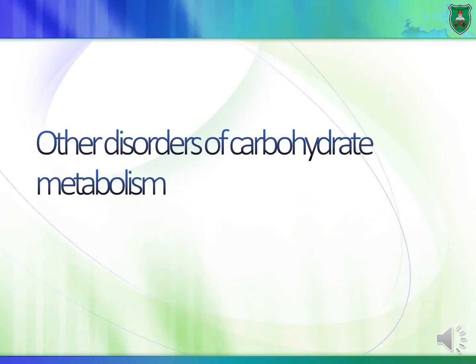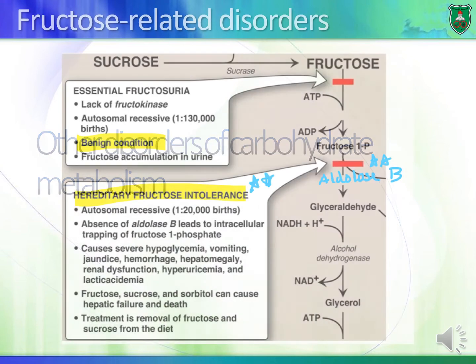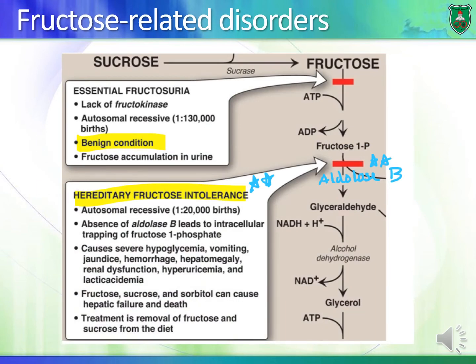Now, let's talk about disorders of carbohydrate metabolism. What I'm trying to do here is I picked the disorders that are either important or ones that are not covered in other courses. So there are disorders related to metabolism of fructose. The first one is essential fructosuria, and the other is hereditary fructose intolerance. So with the essential fructosuria, there is a defect in the enzyme fructokinase that converts fructose to fructose 1-phosphate.